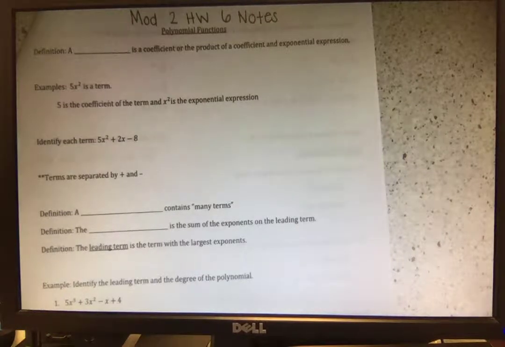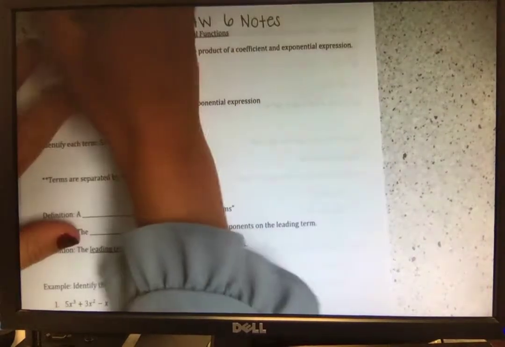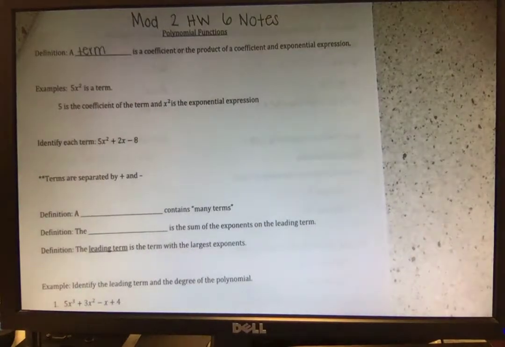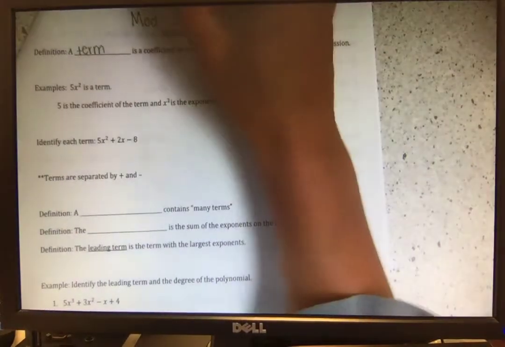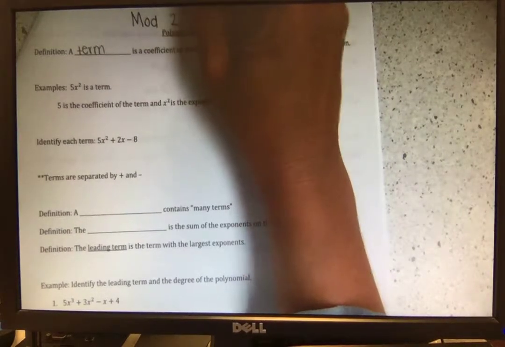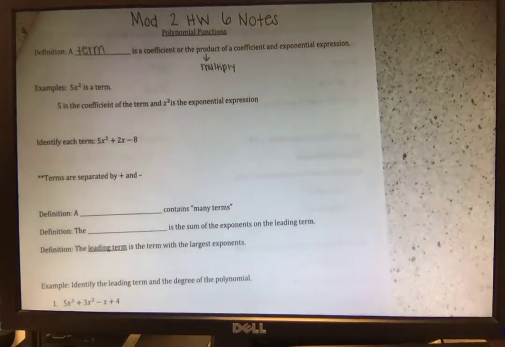This video will be covering Module 2, Homework 6 notes. We're going to talk about polynomial functions. So, starting off for a definition, a term is a coefficient or the product. Remember, product means we're going to multiply, of a coefficient and an exponential expression.